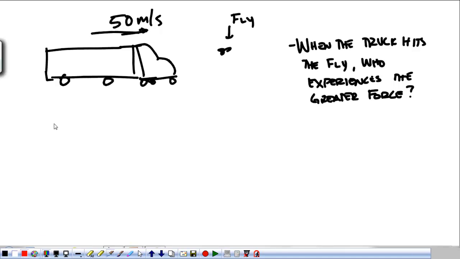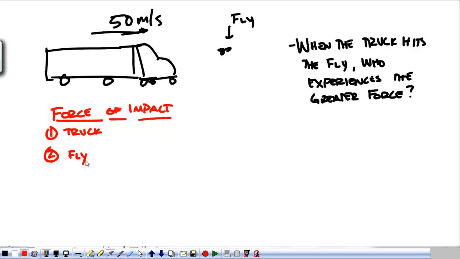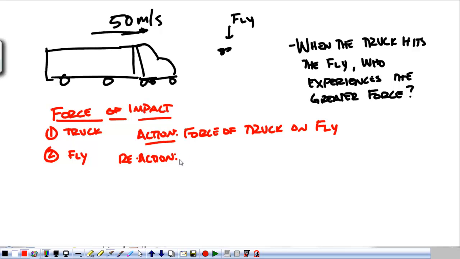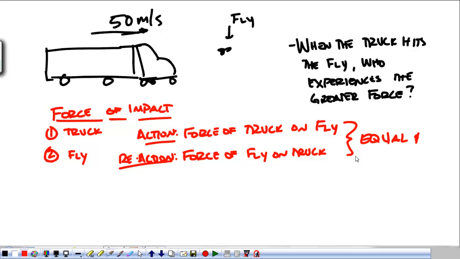So let's analyze our situation. Let's look at the force of our impact. So, first thing we need to do is look at the two agents in this force of the impact, or the two objects that are involved. So for the first one, we have the truck. For the second one, we have the fly. So our action is the force of the truck on the fly, and the reaction is the force of the fly on the truck. This is a Newton's third law force pair. So what we're seeing here is equal and opposite forces.